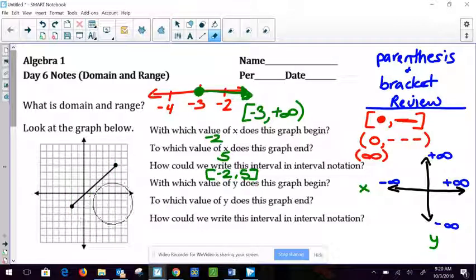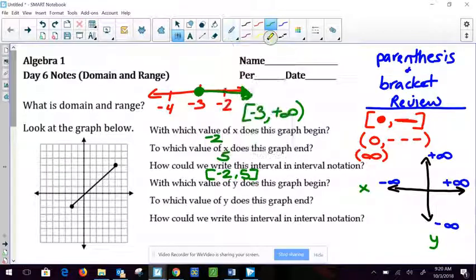Another way of looking at this, if we get out the highlighters, we want to know what values this graph is covering as far as x's go. So if we look here, this line crosses all of these x values all the way to here. So what are those numbers relating to? This is -2 and this is 5. So it goes from -2 to 5.